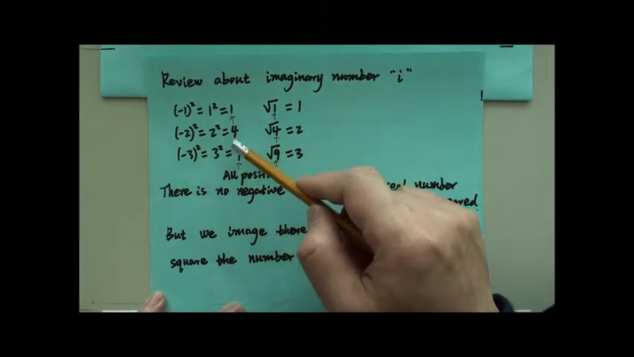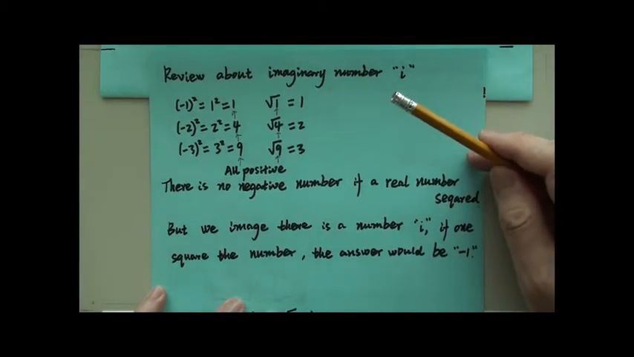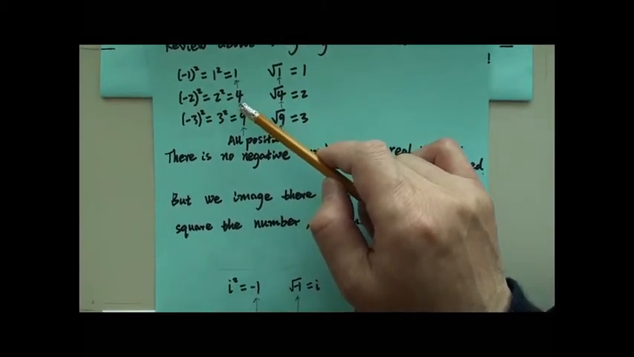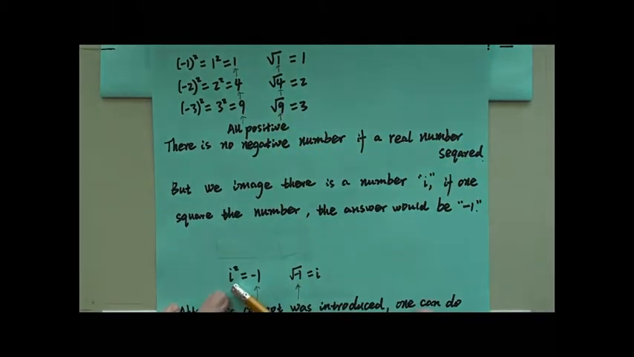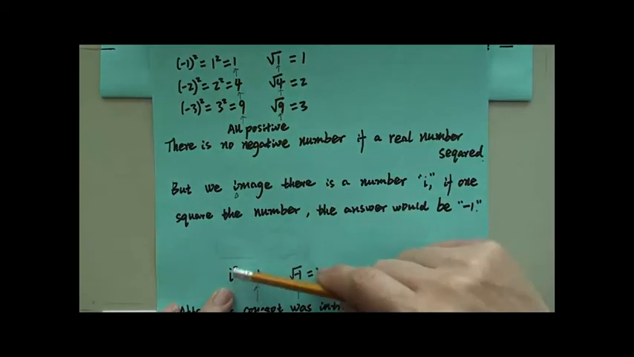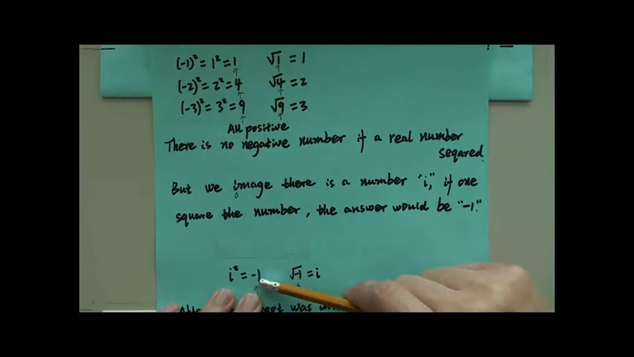A positive number squared is positive. But we imagine there is a number. If someone squared that number, the number would be negative 1. That's what we imagine. So we imagine there is a number, some number, an imaginary number. We choose this i and put it right here. So we imagine there is a number which, squared, you get a negative. It was impossible, but now we assume there is a number.